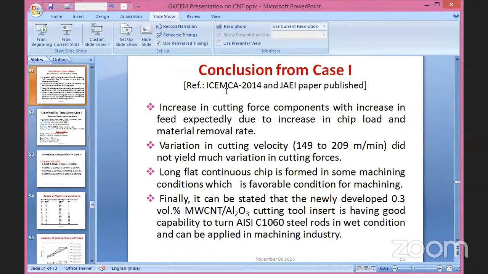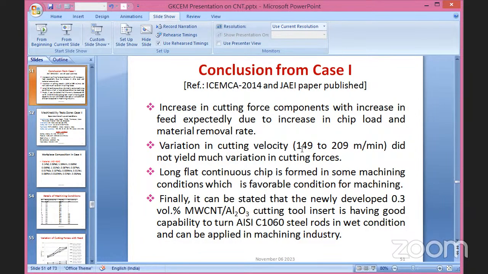Now, what conclusion can we draw out of this case one? This particular work is already published in one conference series paper and also in a Journal of Association of Engineers India paper. There is an increase in cutting force components with increase in feed, which is expectedly observed due to increase in chip load and material removal rate. The chip load increases with the increase in feed.